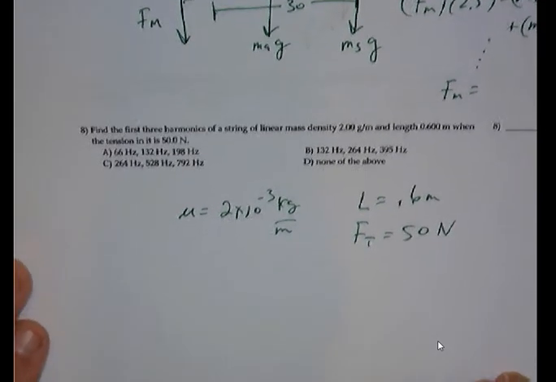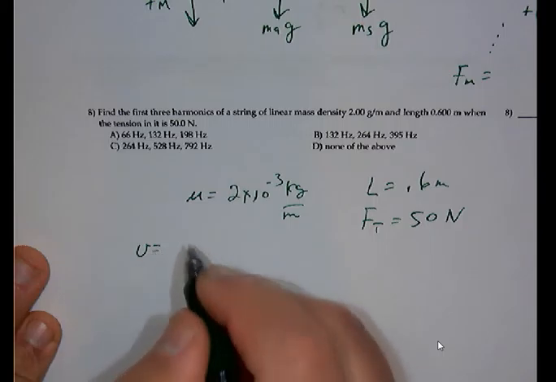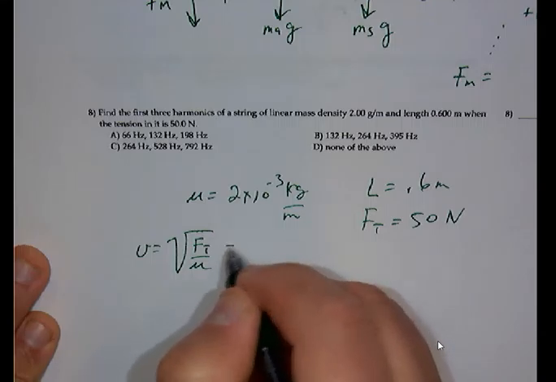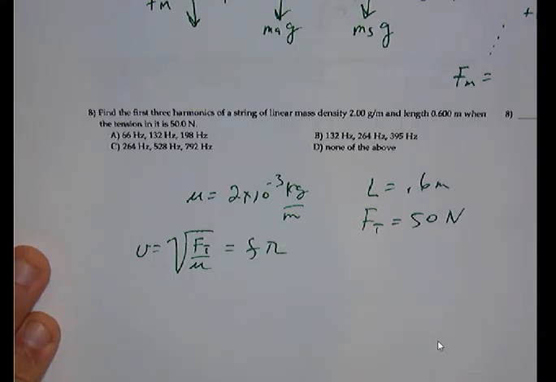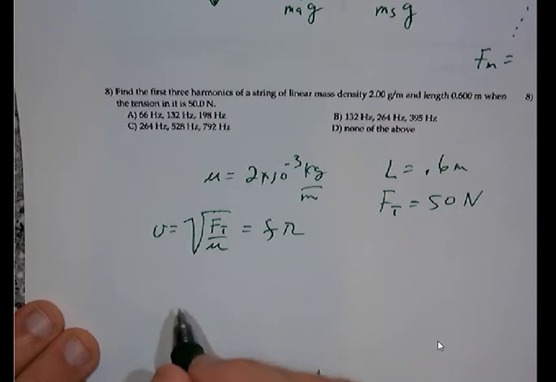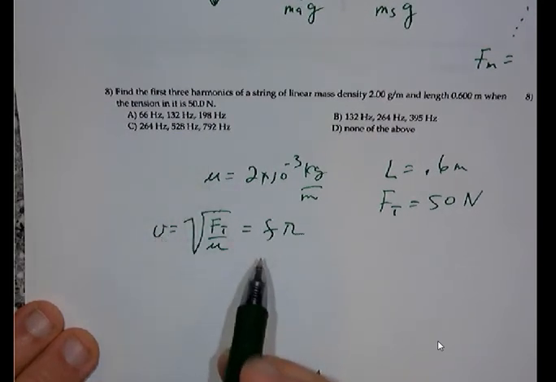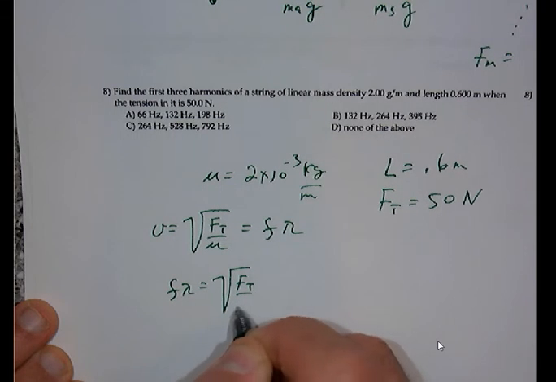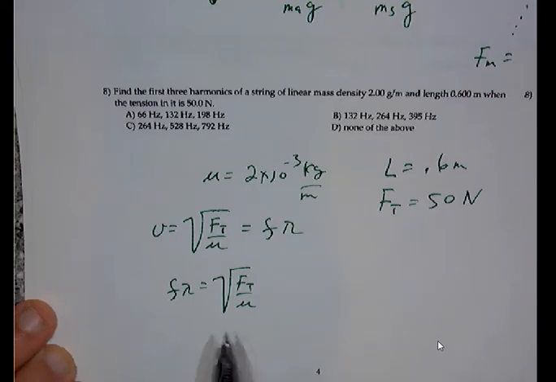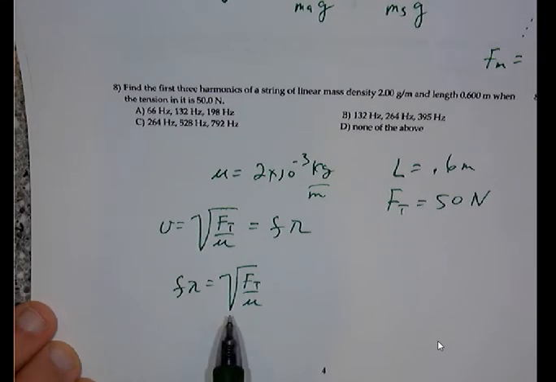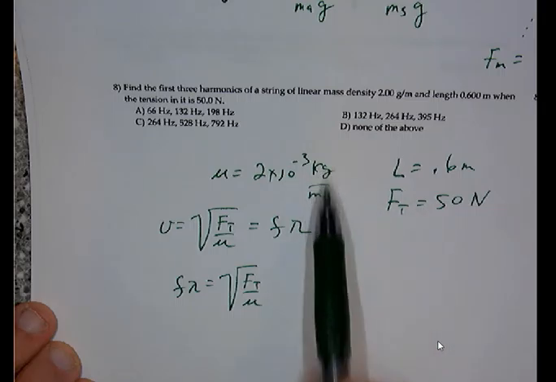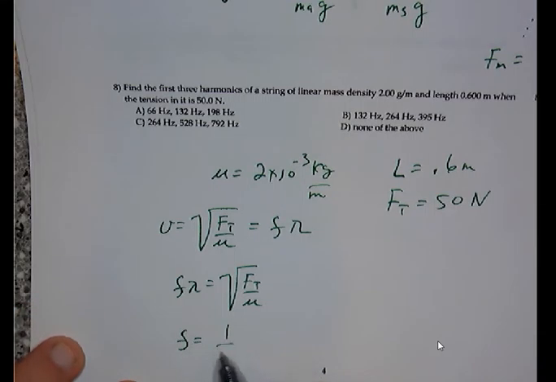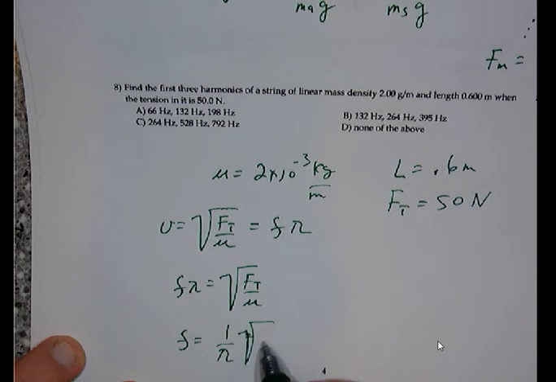Okay, so remember, wave speed is the square root of the tension divided by the mass per length, but it's also equal to the frequency times the wavelength. So in this one we're not really asked about the speed, but I'm just giving you more information. So frequency times wavelength equals the square root of tension over mu. Good, so let's see, we know the tension, we know mu, we're trying to figure out the frequency. So the frequency would be equal to 1 over the wavelength times the square root of tension over mu.